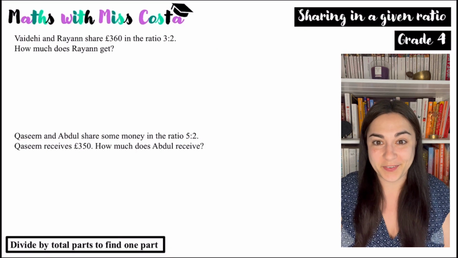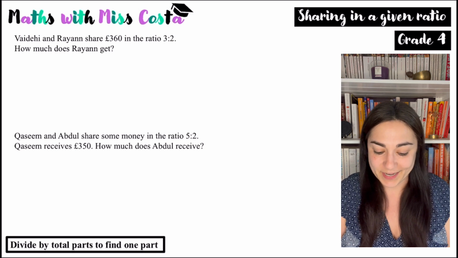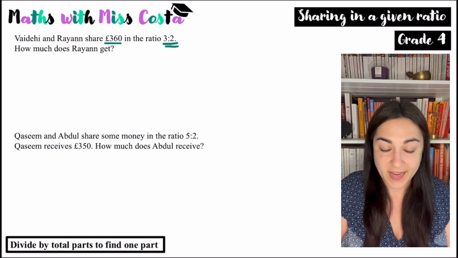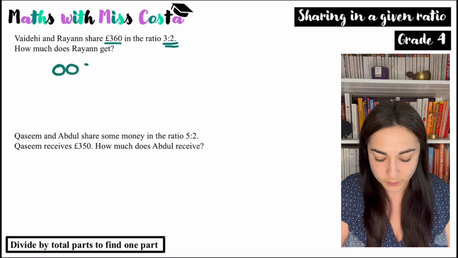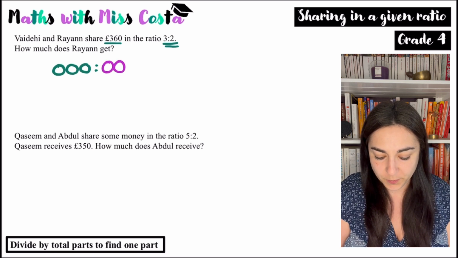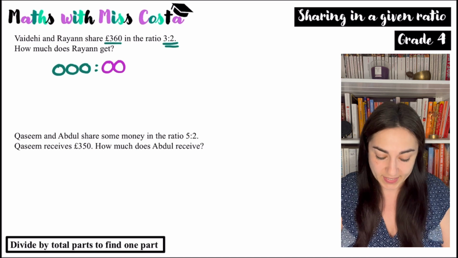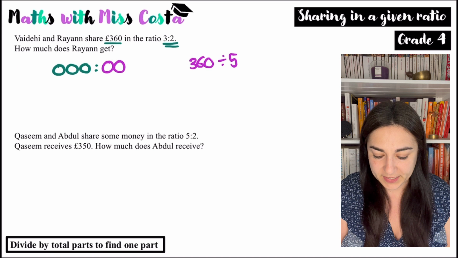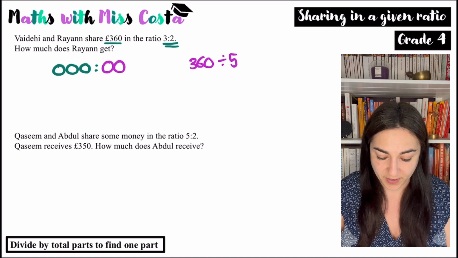Okay, so sharing in a given ratio. Vardhi and Rayan share £360 in the ratio 3 to 2. How much does Rayan get? So if we just try and visualize it, Vardhi gets 3 parts for every 2 parts that Rayan gets. So what we can do is add the parts together. In total, there are 5 parts. So we can do 360 divided by 5.